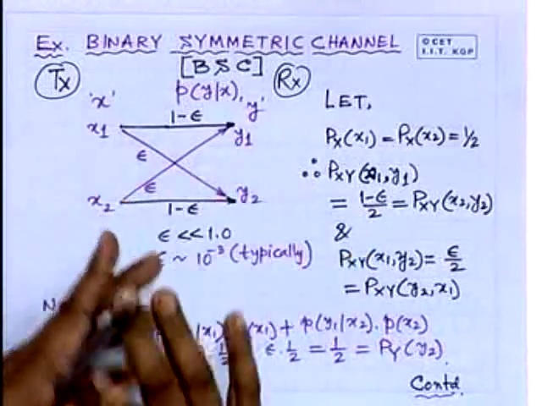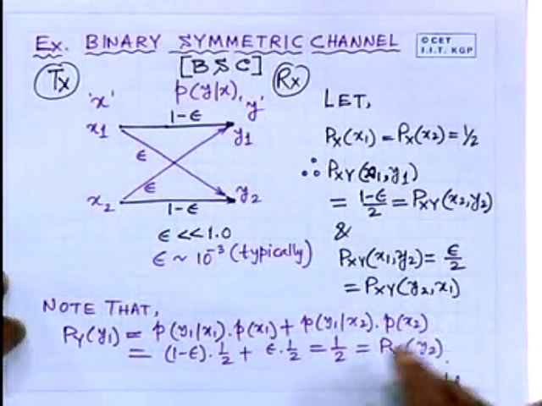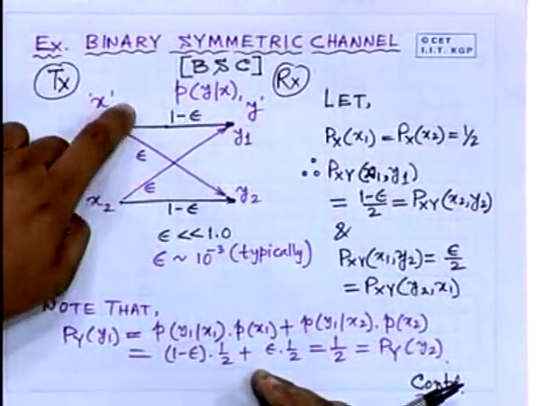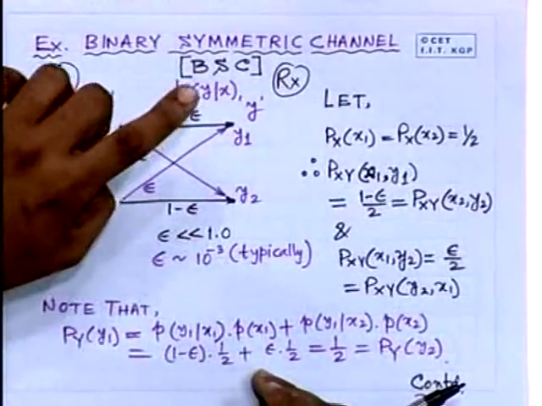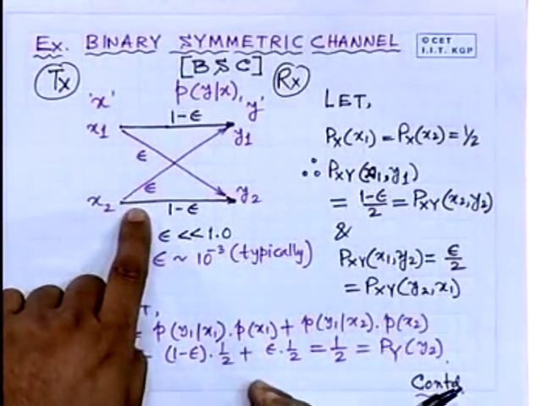When the channel is memoryless, ones and zeros are usually treated equally, and hence I am calling this channel a symmetric channel. Okay, binary symmetric channel.